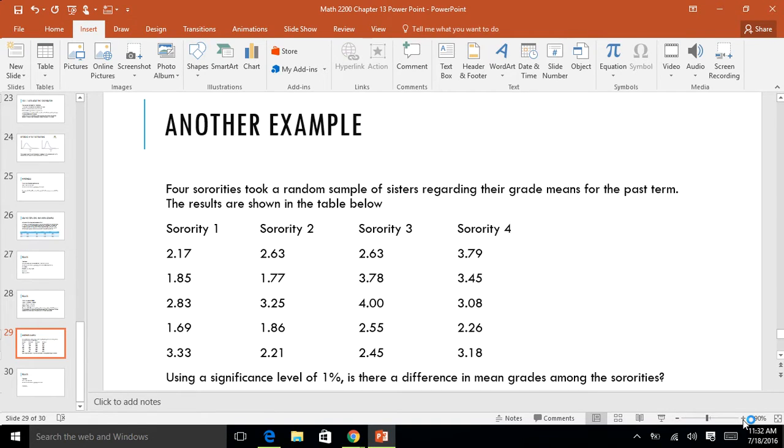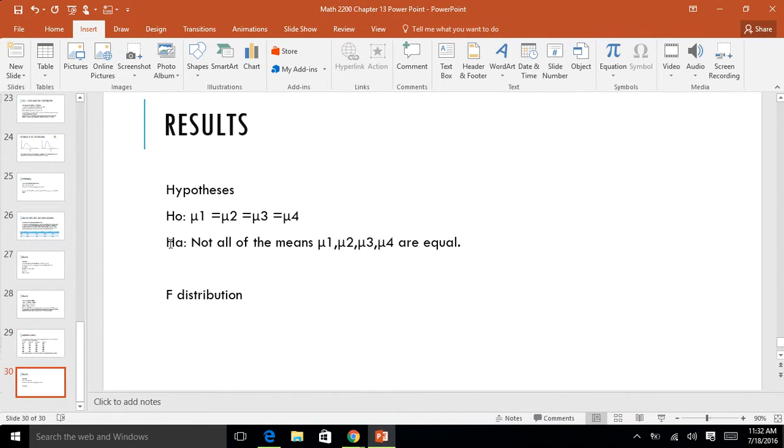It says using a significance level of 1%, is there a difference in mean grades among the sororities? So what they're trying to see is, do they all usually score the same? Are there differences? So I went ahead and made my hypotheses. My null is that the mean of sorority 1 equals the mean of sorority 2 equals the mean of sorority 3 equals the mean of sorority 4. My alternative is that not all the means are equal. So my next question is to get my F distribution.